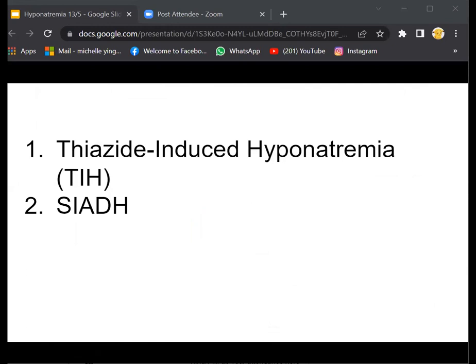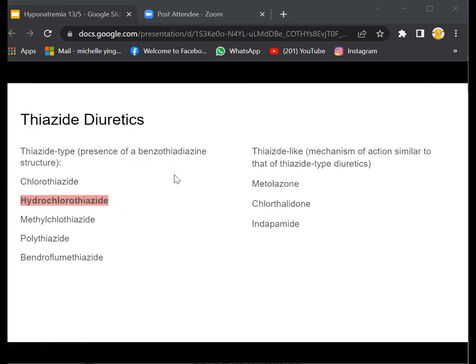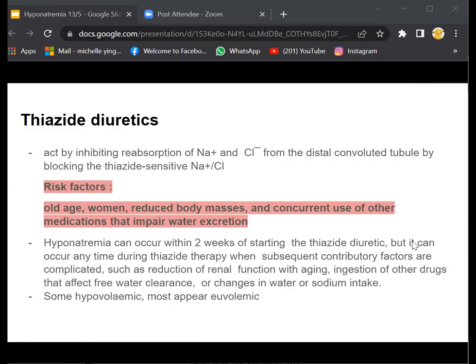Okay, so I'll go through the most common causes of hyponatremia for inpatients, which include thiazide-induced hyponatremia, DIH, and also SIADH. The commonly used thiazide in our hospital is hydrochlorothiazide, and it acts by inhibiting the reabsorption of sodium and chloride from the distal convoluted tubule by blocking the thiazide-sensitive sodium chloride channel.